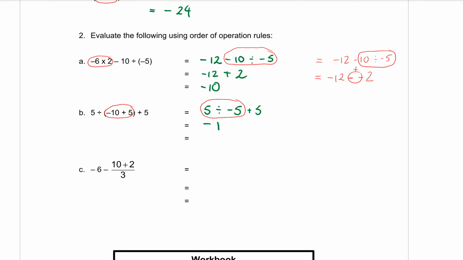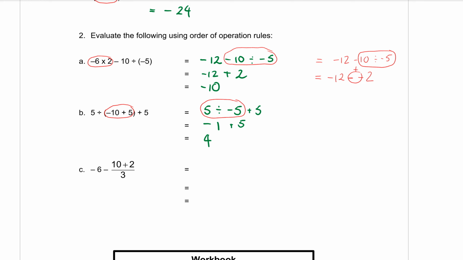And I still have the plus 5 on the end. Now my last step is the addition. Minus 1 over here, plus 5, we're jumping up that number line, ends up at a positive 4, just 4, yes. Good. And C.